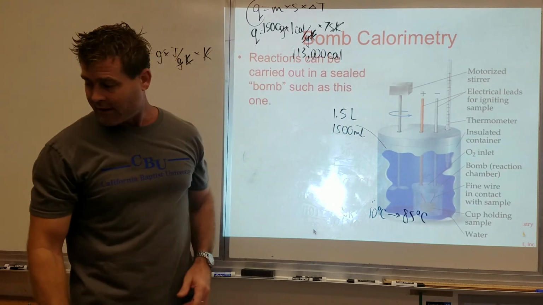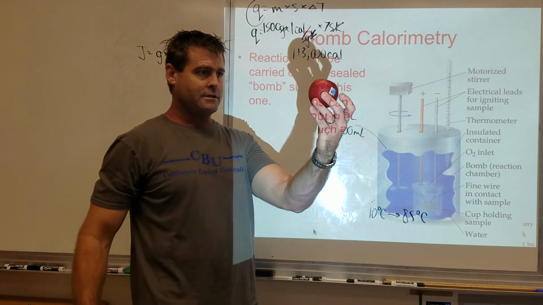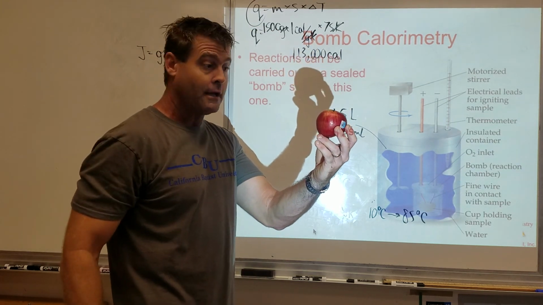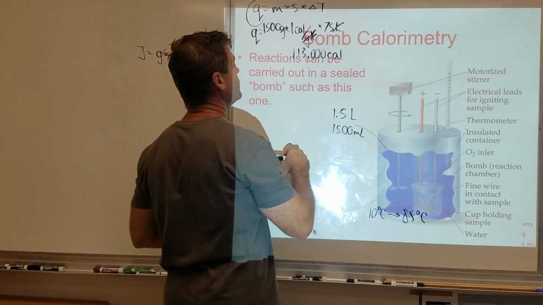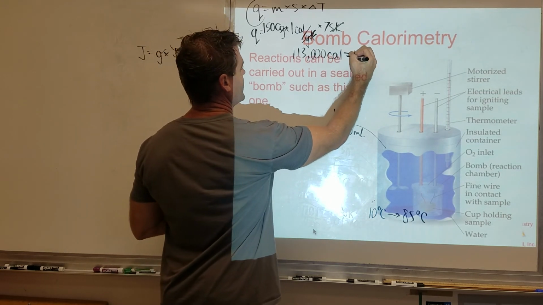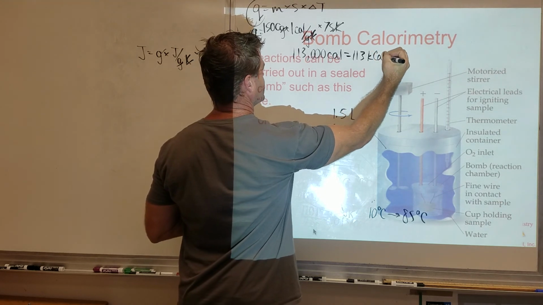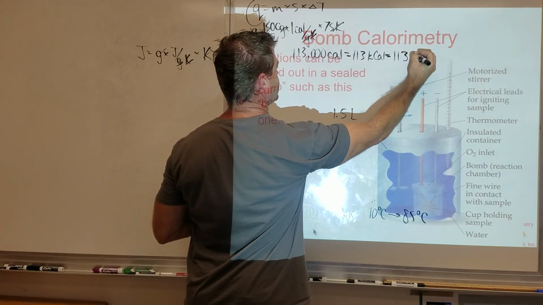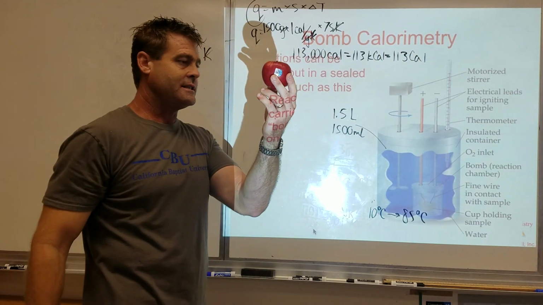If I wanted to know the calories, does that mean that's how many calories are in the apple? You're like, that's a whole bunch of calories. But remember, a food calorie is a kilocalorie. So that is equivalent to 113 kilocalories, which is 113 food calories. So that's how much energy this apple has.